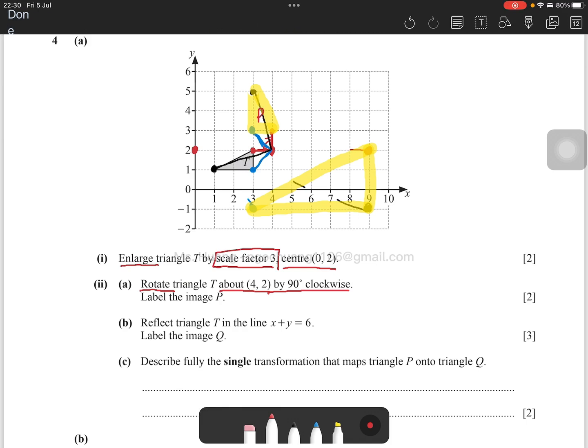And then we need to reflect the triangle T. Let's draw the triangle T again. We reflect this triangle in the line x plus y equals 6. First, we'll draw this line. To draw the line, you find 2 points on this line. For example, if I choose x to be 0, then y equals 6. And if y equals 0, then x will be 6. So this line passes through (0, 6) and the point (6, 0), this one.